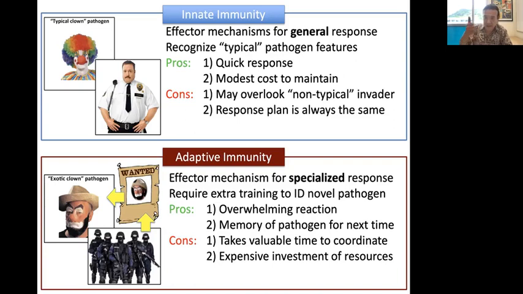The process of seeing something new, recognizing it as being a threat, alerting your immune system through somehow passing on this message of wanted posters, and then actually getting these specially trained SWAT team members to come in and do their job, that's a much bigger investment than just having a few mall cops roaming around.